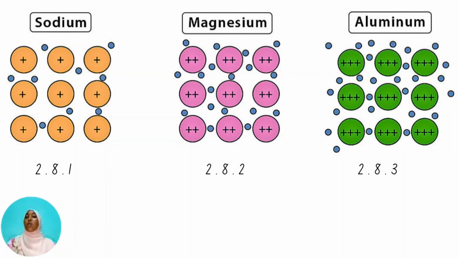Now, I want you to look at sodium. Sodium has the electron configuration of 2,8,1. So, in total, how many electrons does sodium have? It has 11 electrons, right? It also, therefore, will have 11 protons. So, it's going to have a neutral charge, okay? Because the negative charge of the electrons is going to be cancelled out by the positive charge of the protons.